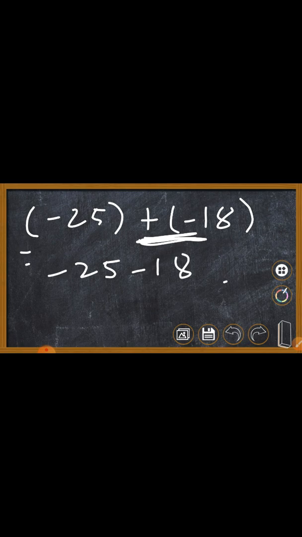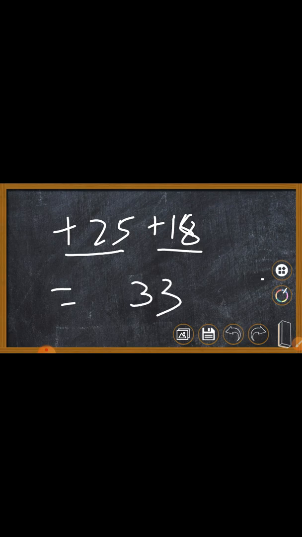Now you see both of them have the same sign before them. 25 has a minus sign before it, 18 has a minus sign before it. So same signs means what? Addition. What is 25 plus 18? 25 plus 18 is 43. Now what sign do we put before it? Both the signs before them are minus, yes or no? Before 25 also you have a minus, before 18 also you have a minus. So what will you put over here? You will put minus 43. Understood?